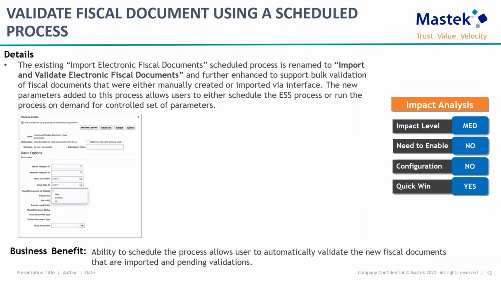Next one is validate physical documents using a scheduled process. Oracle previously was providing a scheduled process named import electronic physical documents. They have now renamed it to import and validate electronic physical documents, with an enhanced capability to support bulk validation of physical documents that were either created manually or via interface. They've incorporated a new parameter which can decide to validate new, existing, or all of the physical documents. These features will help users schedule the validation of new physical documents that are imported and are in pending validations.